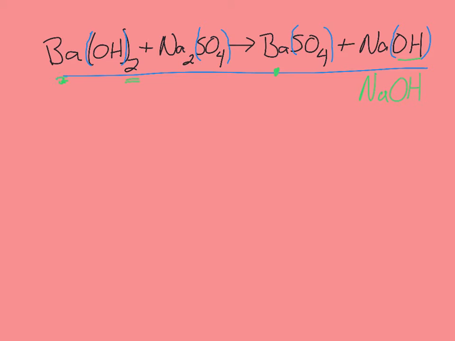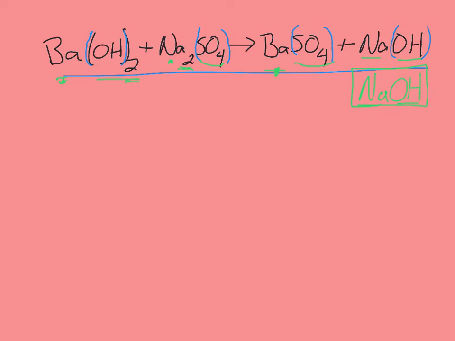Let's just recap. One Ba. Two OHs, I have two OHs. Now let's keep going. Na, there are two of them. And if I look over here, I have two of the Na's. So we're good. This whole thing, I have one SO4 and I have one SO4. So we are balanced. It looked like a very big, complicated question, and there's a lot of letters and stuff going on here, but all we really had to do was add one more of these NaOH.